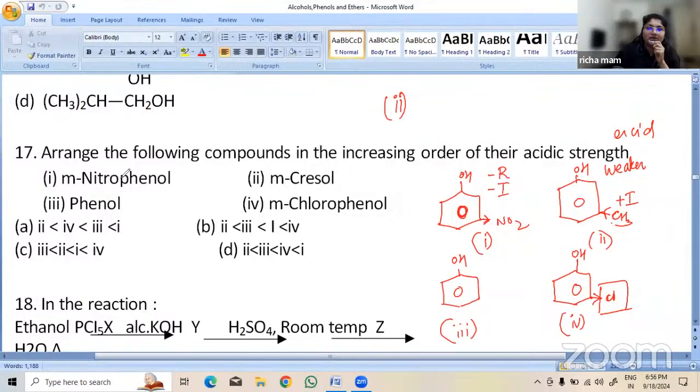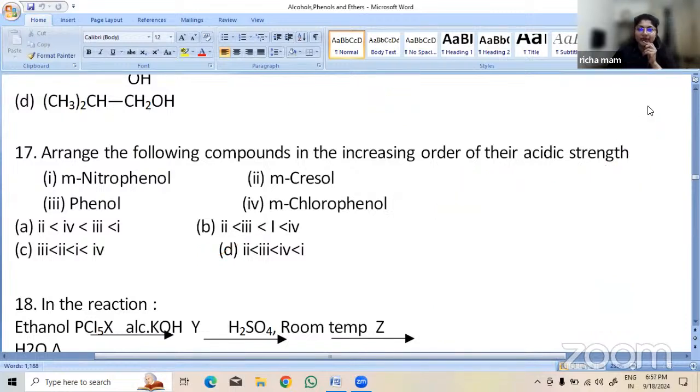So it is option number D. Yes, option number D is the answer. When you arrange it in the increasing strength, the weakest is metacresol, then phenol, then metachlorophenol, and then nitrophenol, because it has the most acidic strength, as the electron density is very less. Why? Because the nitro group is an electron withdrawing group, so the electron density in the benzene is very less. So yes, option number D is the correct answer.